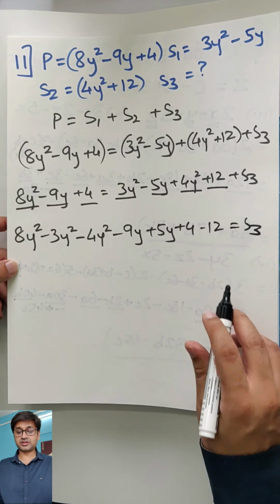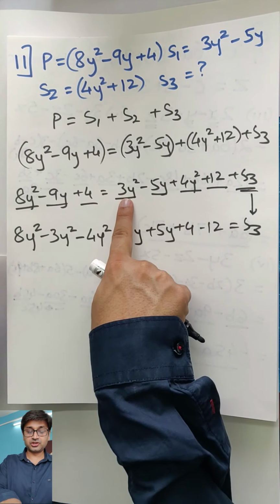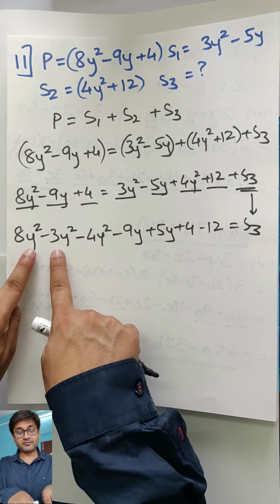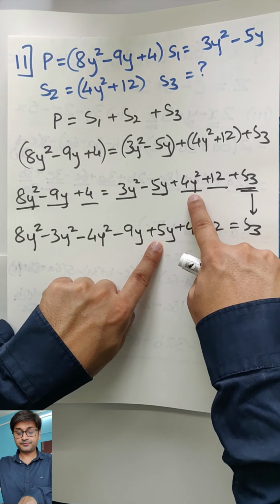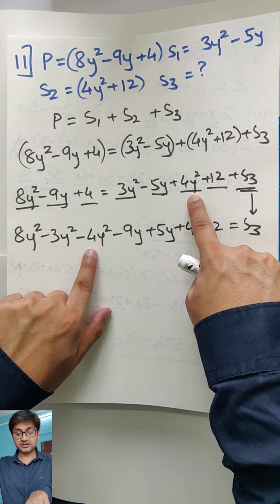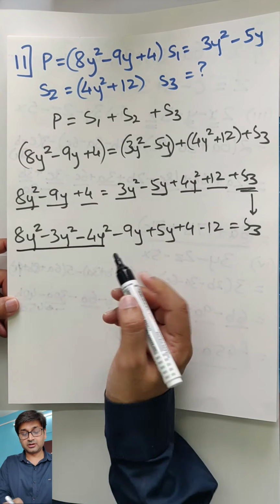minus 12 equals to side 3. So we kept this here and everything else on the other side. So we changed their signs. At the same time we got the like terms also together. So minus plus 4y square is here. So again minus and this also minus. Now like terms, all these three together.